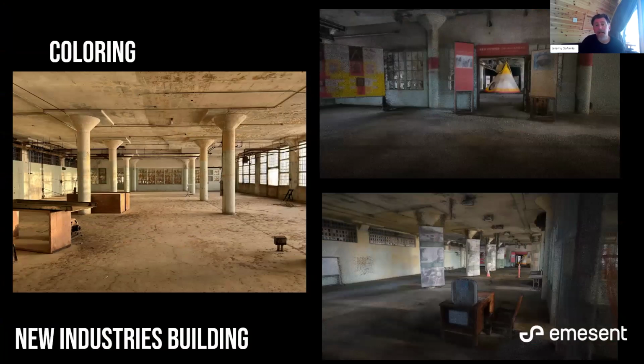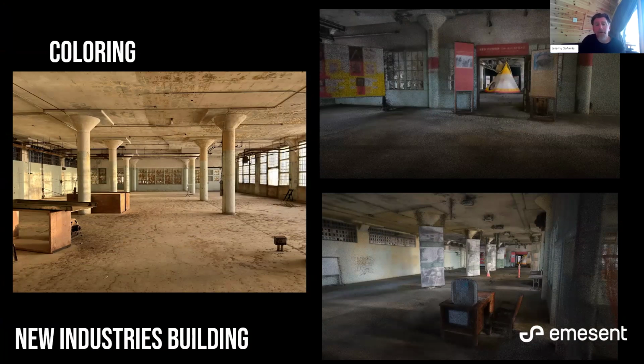The second task is that it had been requested that all this be done in true color, so RGB color. And here's an example from the New Industries building. On the left is a photograph. On the right is the colorization process that we've applied into that space.